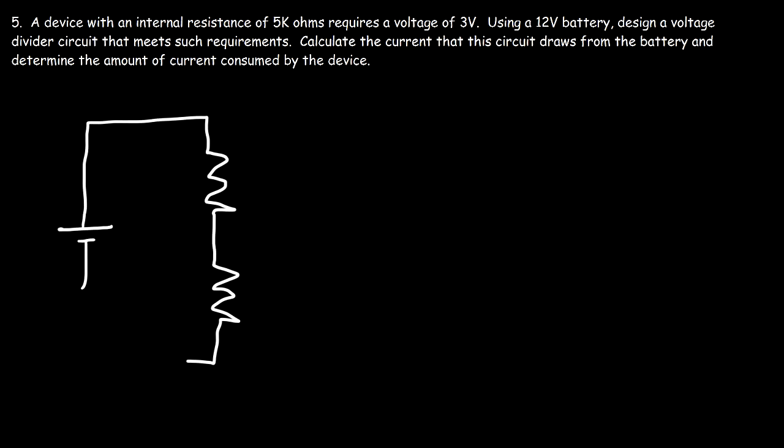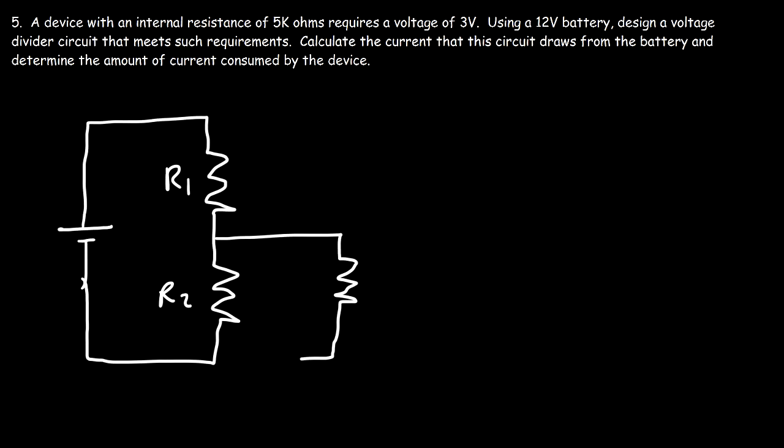So let's start with this circuit again. This is R1, R2, and then we're going to have the device across R2. So we know that this is 5 kilo ohms. And if we want the voltage to be approximately 3 volts, R2 is going to have to be 100 times less than this value. So 5,000 divided by 100, this means this has to be approximately 50 ohms.